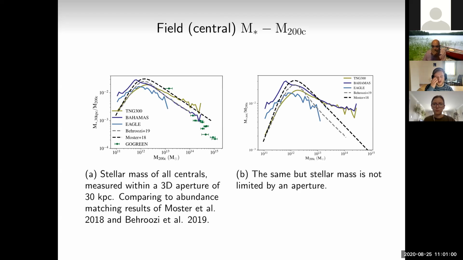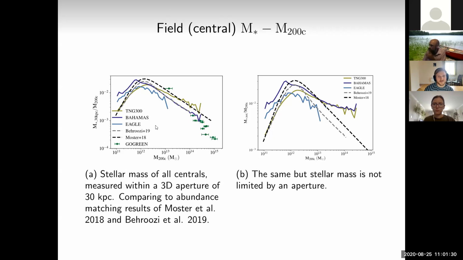Right, so test number one, field stellar mass to halo mass relation. Here I'm comparing to one observational result and two abundance matching results with a bit of modeling. So there are these dashed curves in both plots. Well, in this one and then copied into this one. These are the three simulations.